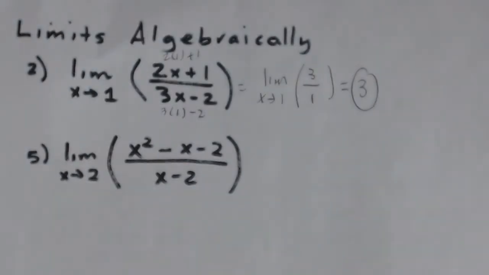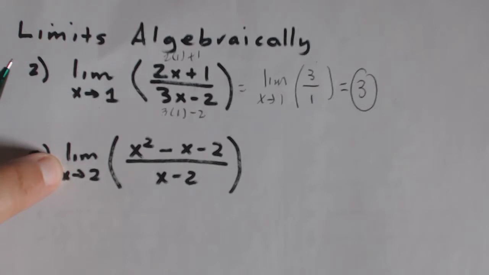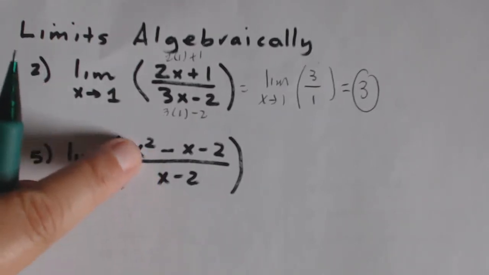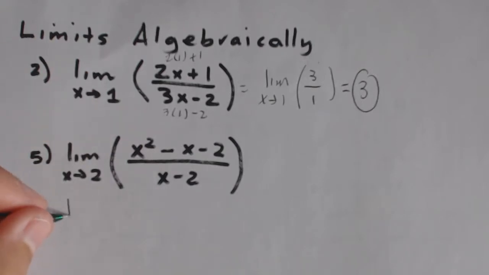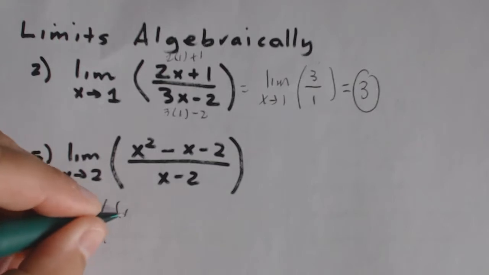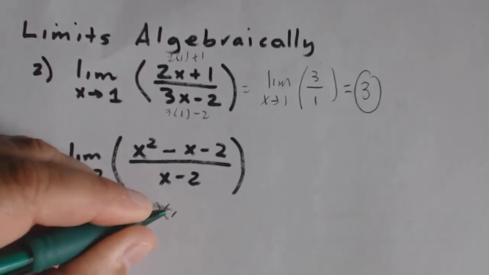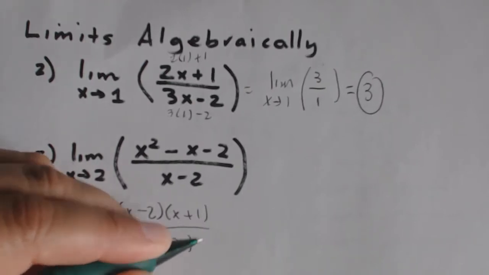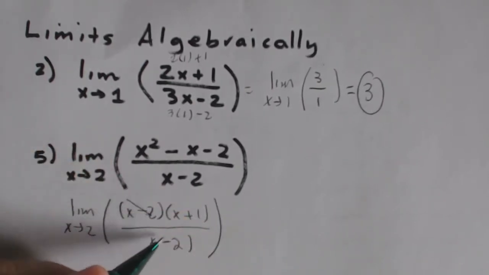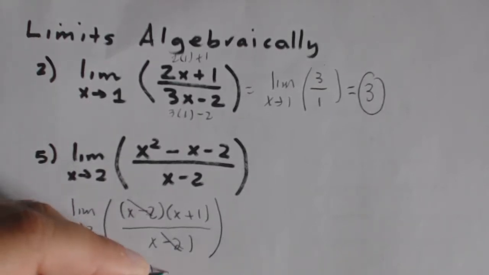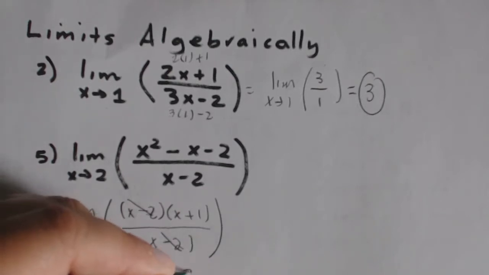which is 3. However, with this one, the limit of this function as x approaches 2, 2 is not defined. So this rational function, we're going to want to factor it. And this factors into x minus 2 times x plus 1 in the numerator over x minus 2. Then we can cancel these factors. So the limit as x approaches 2 of x plus 1 is equal to 2 plus 1, which is 3.